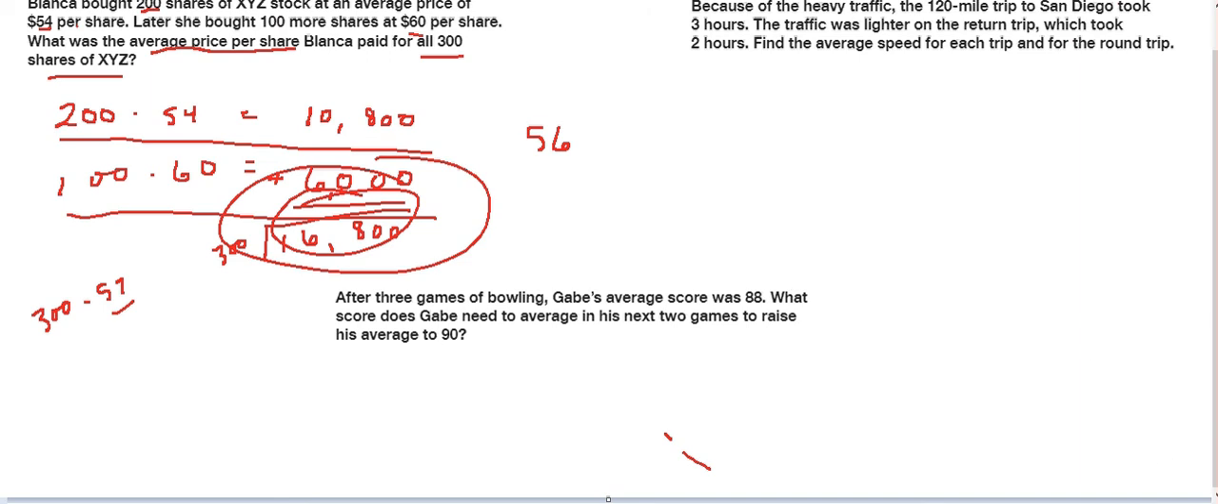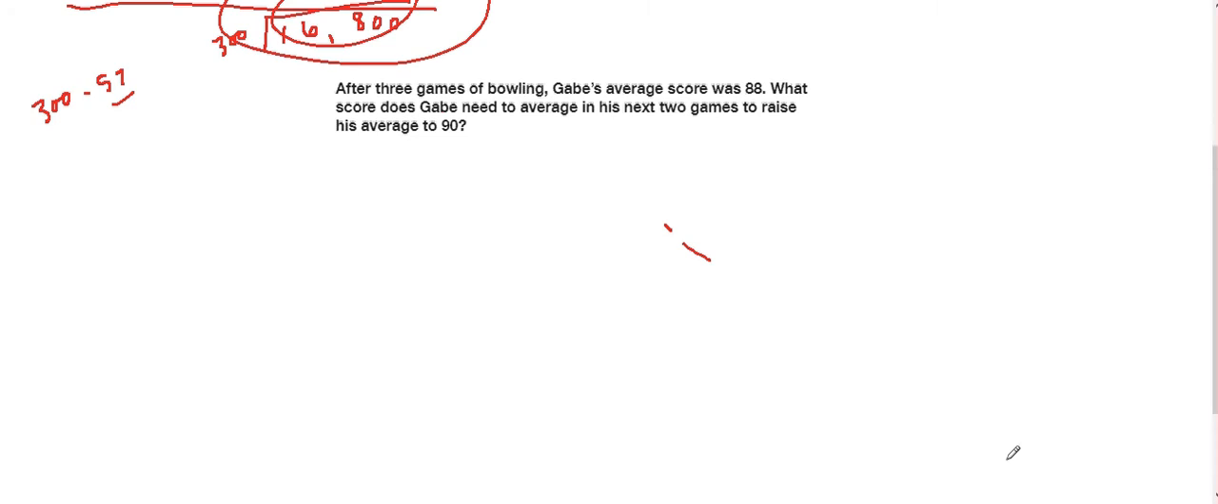We're doing something somewhat similar in the next one here. Let me just expand our screen. After 3 games of bowling, Gabe's average score was 88. Okay, we're finding an average. So 3 games, we don't know what they were, but they totaled an average of 88. So we'll just say 88, 88, 88. Even if they aren't all that way, that's what they average out to. That's the even stack if you put them all in a row.